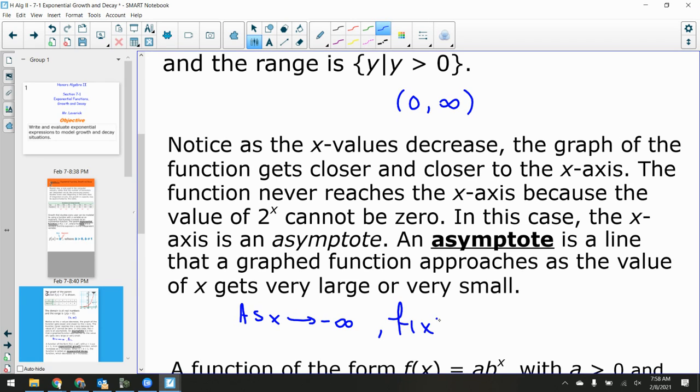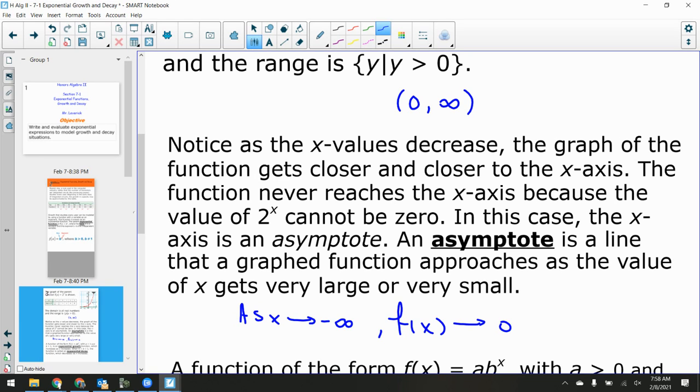Does f of x go to positive or negative infinity? Does it go forever up or forever down? No, it goes to 0. f of x goes to 0. And that's a formal way to write that. In calculus, you'll learn to use limits. You'll say the limit as x goes to negative infinity equals 0. That's another way to write that.